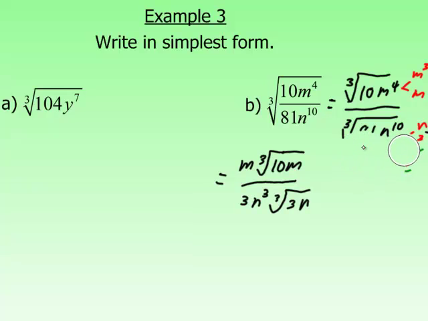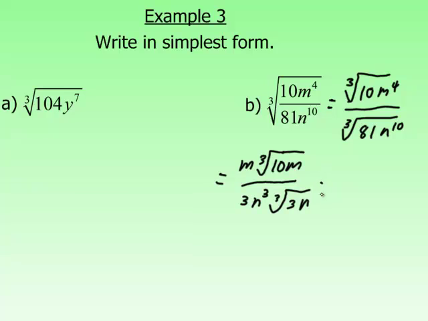Okay, so at this stage, I can't have a radical in the denominator. Just like when we were dealing with square roots, we didn't leave a square root in the denominator. I can't leave any sort of radical, no matter what the root is. So the idea behind this is, I have the cube root of 3n.